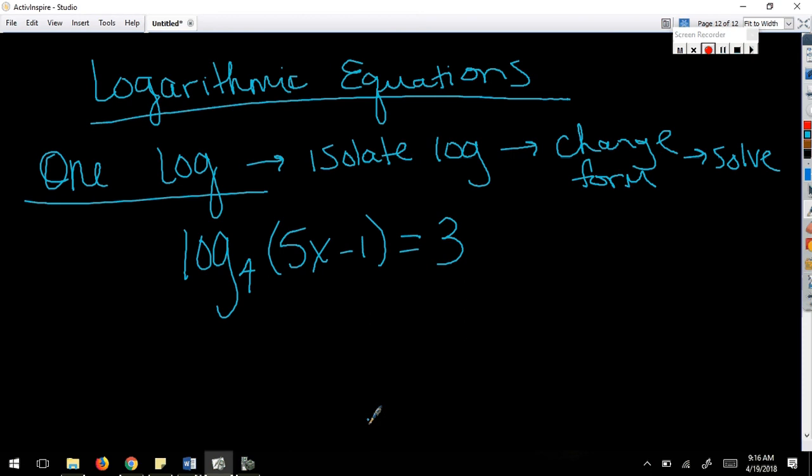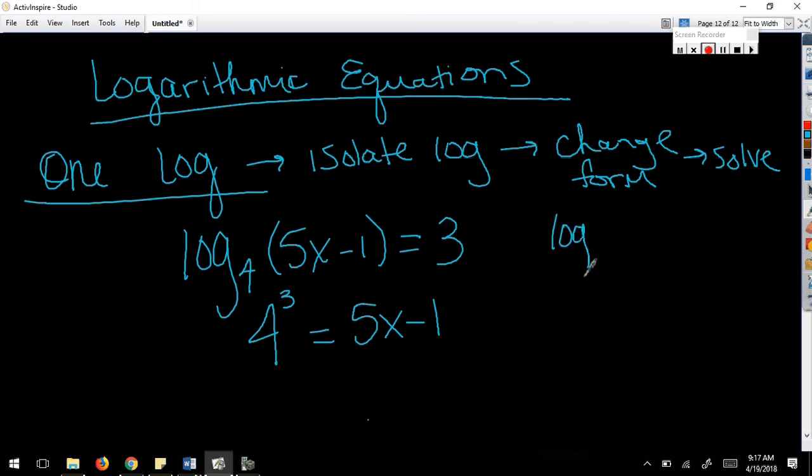Whenever I change forms, what does it become? 4. What's the exponent? 3 equals. Can you solve that? I certainly hope so. That's a linear equation. How did you get that? Change the form. Before we were changing from exponential to log, now we're changing from log to exponential. Remember whenever I introduced this, I said you have got to be able to fluidly move from one form to the other.